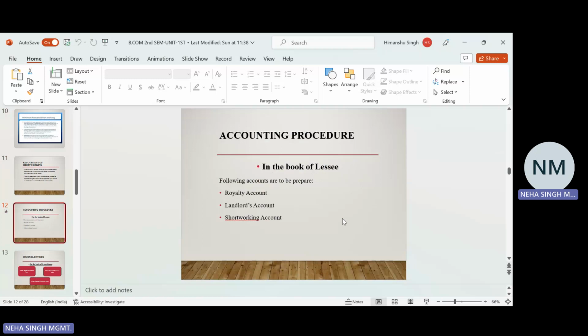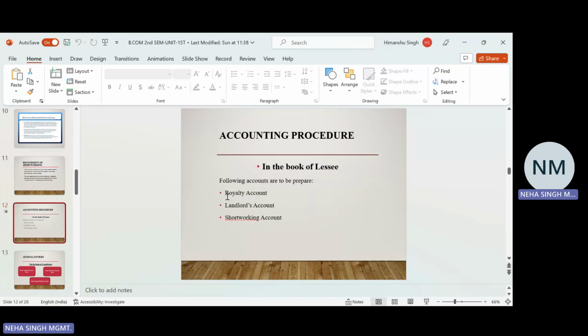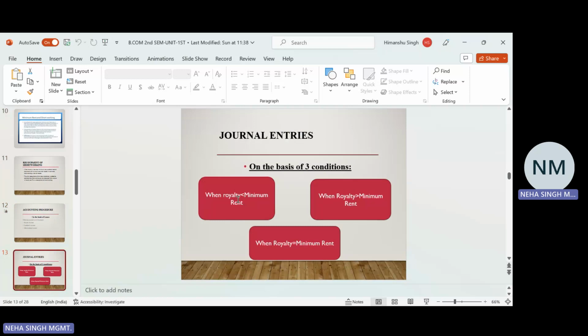Then accounting procedure में, in the books of lessee we prepare 3 accounts. First is royalty, landlord and short working. On the basis of 3 conditions, we have prepared these 3 accounts: royalty, landlord, and short working. What are these conditions? So these are when the amount of royalty is less than minimum rent, when the amount of royalty is greater than minimum rent, when royalty is equal to minimum rent.